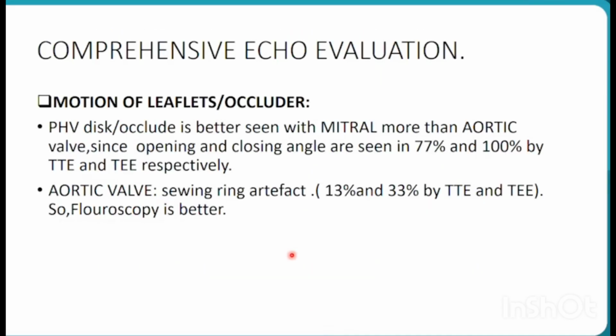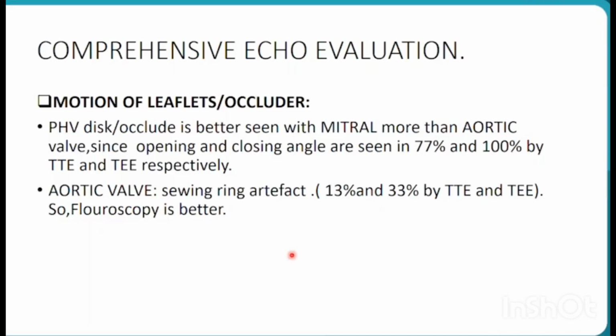So we'll just brief the comprehensive echo evaluation. It starts with the motion of leaflets or the occluder. As discussed, the occluder is better seen with mitral valve, not so commonly seen with aortic valve, and the opening and closing angles of each are seen. For mitral valve, by transthoracic you are sure that in 77% of the cases you can see the motion of leaflet, and by TEE 100%, but not so in aortic valve. That is because of the swing ring artifact.